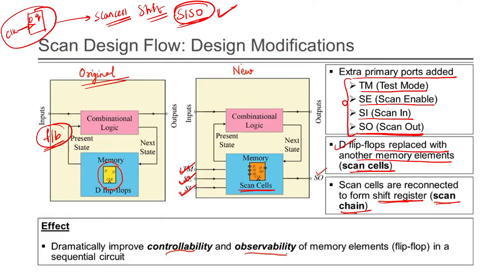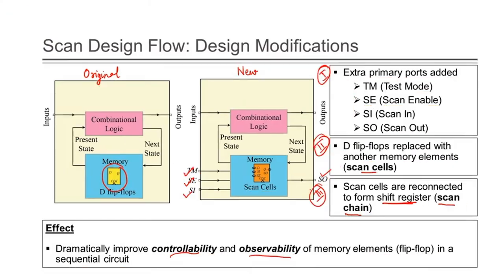When we connect this original circuit with this new circuit, what is the effect? We dramatically improve the controllability and observability of the memory elements, that is the flip-flops, in the sequential circuits. Last class we saw the issues in controllability. Controllability is what we get at the input side, and observability is what you get at the output side. This is about the scan design flow and design modification.